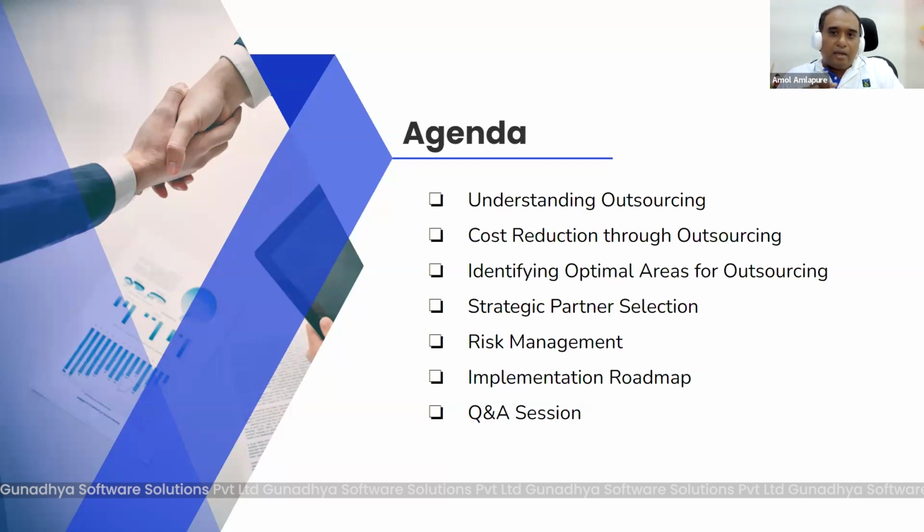So today I'm planning to cover these topics. We'll understand what is outsourcing and how we can reduce the cost using outsourcing. We'll see a few case studies to understand how that works. We'll also see how we can identify the optimal areas for outsourcing, and how to choose the right strategic partner. What are the risks associated with outsourcing and how to mitigate those? I will also cover a proper implementation roadmap based on the topics discussed.